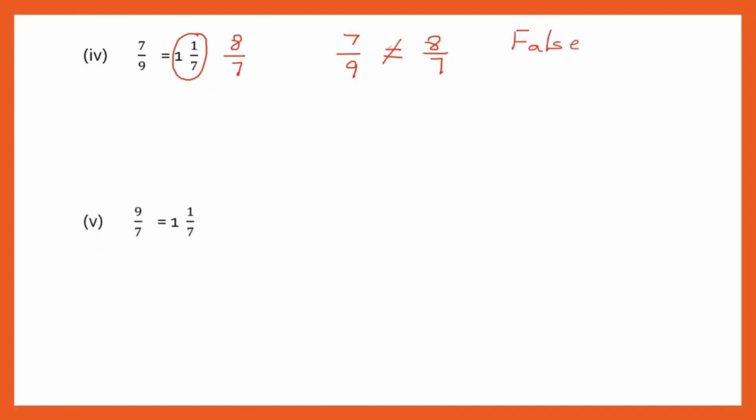Next one. The first fraction is given 9 by 7, and the second one is again a mixed number. Let's convert it. 7 ones are 7 plus 1, 8 by 7. So let me write that again. 9 by 7 and 8 by 7 are the two fractions, and the statement says they are equal. As you can see, they are not equal, so this statement is also false.